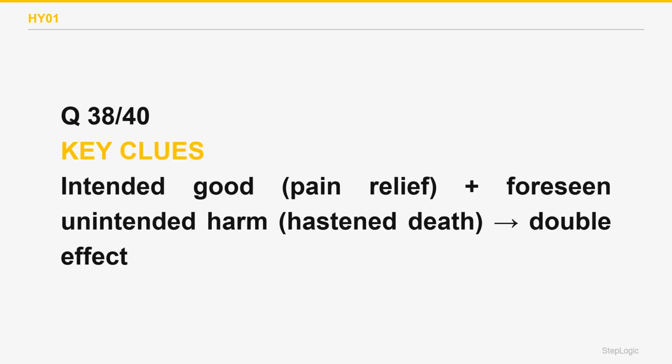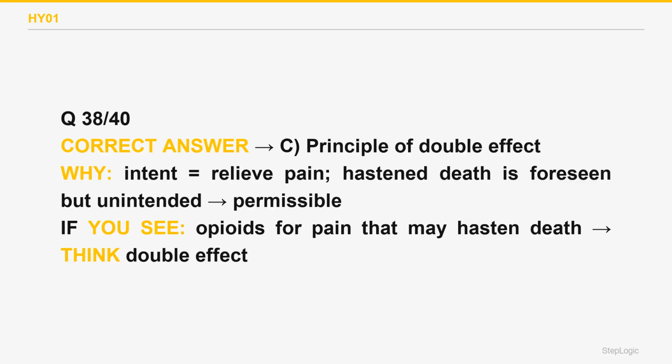The principle of double effect permits an action with a good intended effect, relieving intractable pain, even when it carries a foreseen but unintended harmful effect, such as respiratory depression. What matters ethically is that the intent is symptom relief, not death, and the dose is proportionate to the pain. This is standard, accepted palliative practice. The correct answer is C.